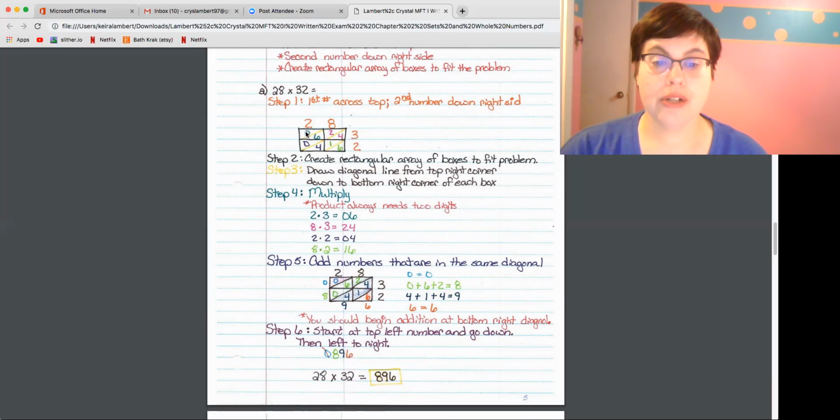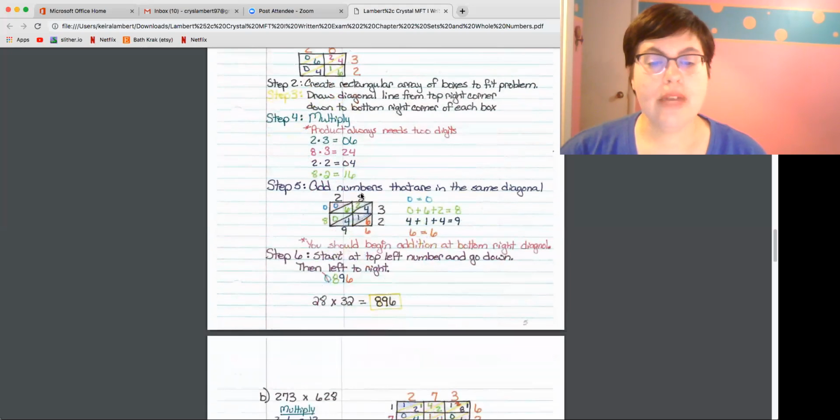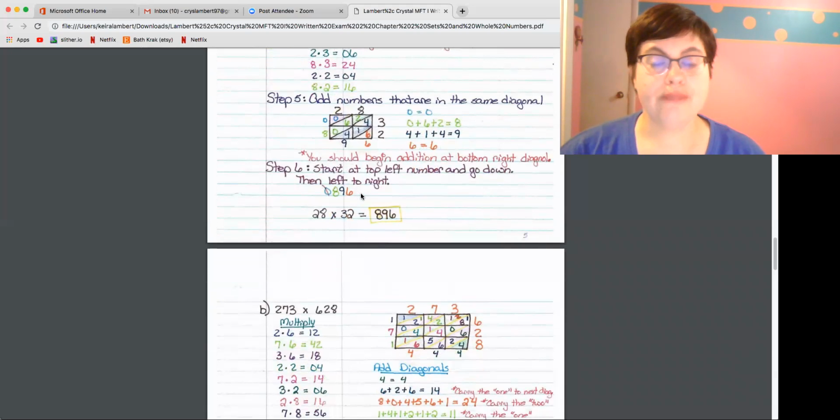The first number goes in the top area. The second number goes in the bottom. 8 times 3 is 24. So 2 goes at top, 4 goes in the bottom. Then we're going to come to the first number again, and we have to multiply it times the second number over here, and that matches up here in this rectangle. 2 times 2 is 4, 0, 4. 8 times 2 is 16, 1, 6. So that's step 4. Then we go down to step 5.